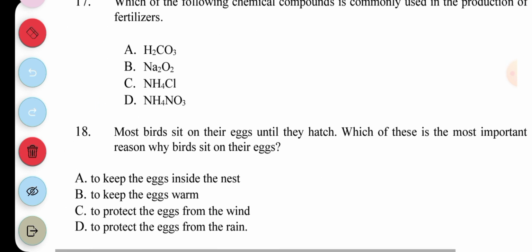Question 18. Most birds sit on their eggs until they hatch. Which of these is the most important reason why birds sit on their eggs? A. To keep the eggs inside the nest. B. To keep the eggs warm. C. To protect the eggs from the wind. D. To protect the eggs from the rain. And the answer to question 18 is B. To keep the eggs warm.